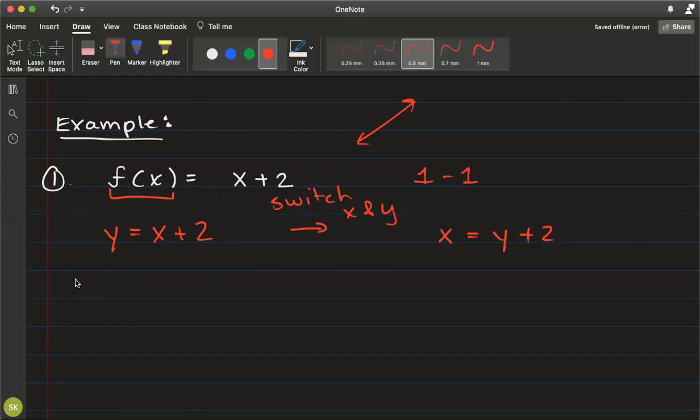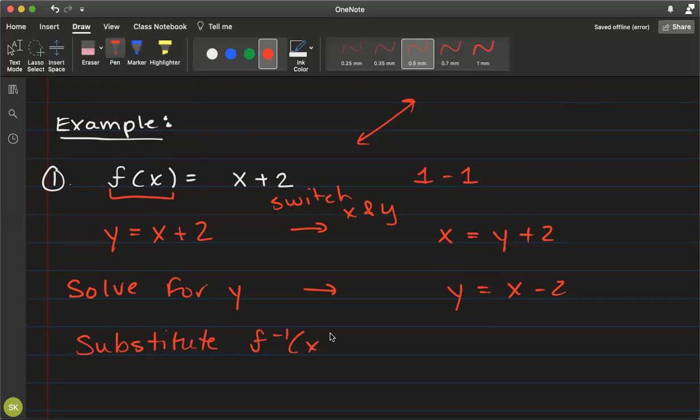Then your next step is to solve for y. So let's solve for y. To solve for y, we just move over the 2. So I subtracted 2 and then I just flipped it so the y is in the front. Now when you do this, instead of writing y, you're going to substitute f inverse of x for y. So we have f inverse of x is equal to x minus 2. And this is the inverse function.